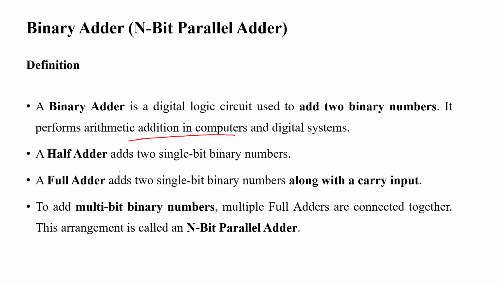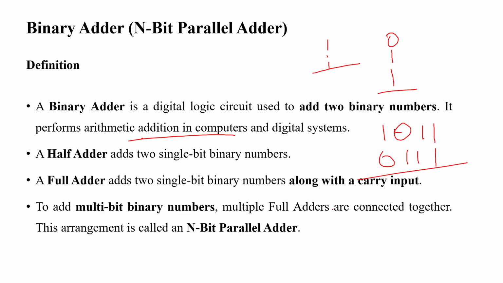Half adder means it adds only two single-bit binary numbers. Full adder means it adds two single-bit binary numbers along with the carry input. Means three inputs. Half adder two inputs, full adder three inputs. For example, 1 plus 1, this is called half adder. Suppose 1 plus 1 with carry, this is full adder. Suppose I want to add multi-bit binary numbers, this is called a binary adder.